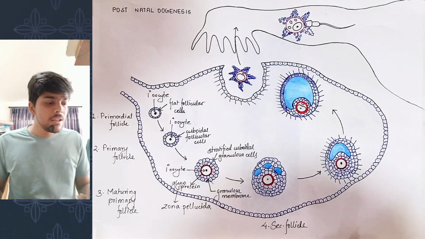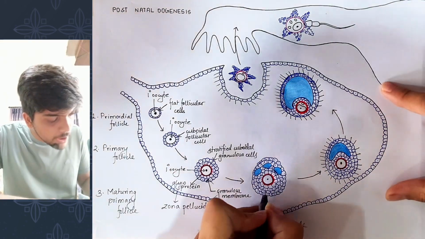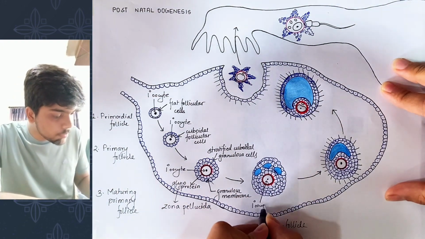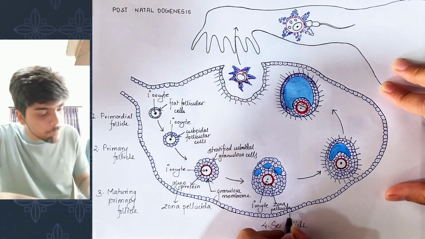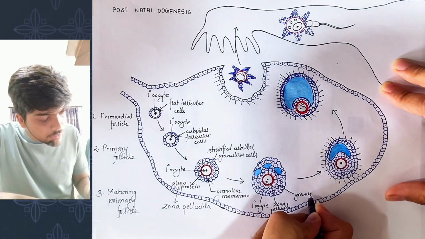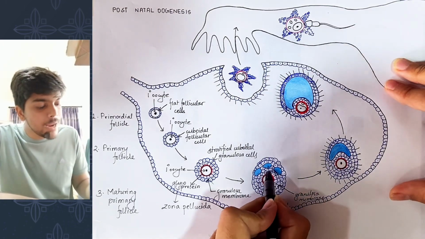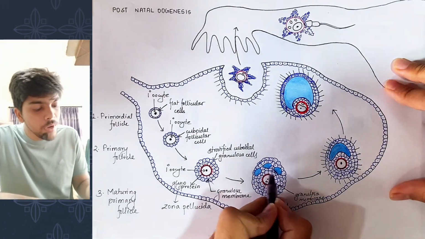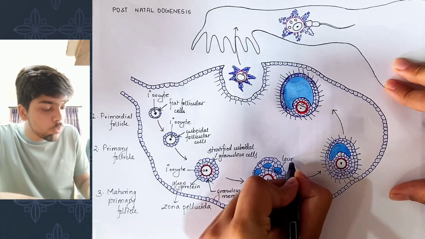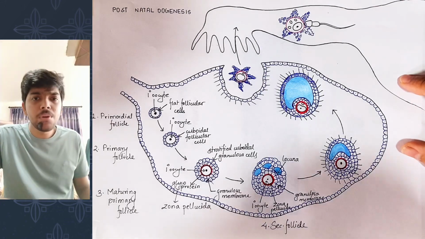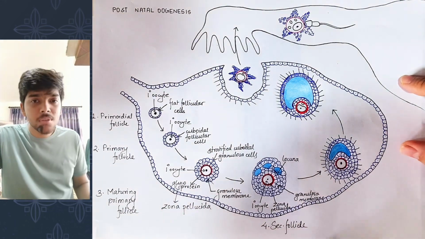The structure of the secondary follicle is somewhat similar to maturing primary follicle, but there's an extra thing. So there's your primary oocyte, there's the zona pellucida, and surrounding the primary oocyte is a membrane called granulosa membrane. The extra thing here is that within the granulosa membrane, there are many small empty spaces filled with a fluid, and these fluid-filled small spaces present inside the granulosa membrane are called lacunae.